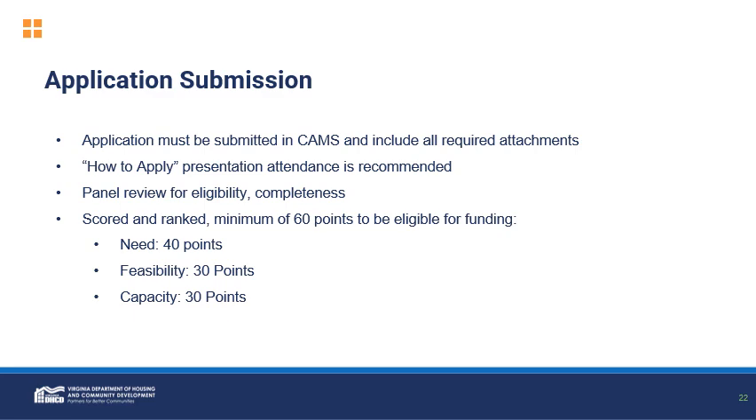We score and rank the projects, with a minimum of 60 to be eligible for funding. Need is part of our scoring criteria, that's up to 40 points. We also look at feasibility, 30 points, and capacity, 30 points. We talk more about what this means and what you need to include in your application in how to apply.